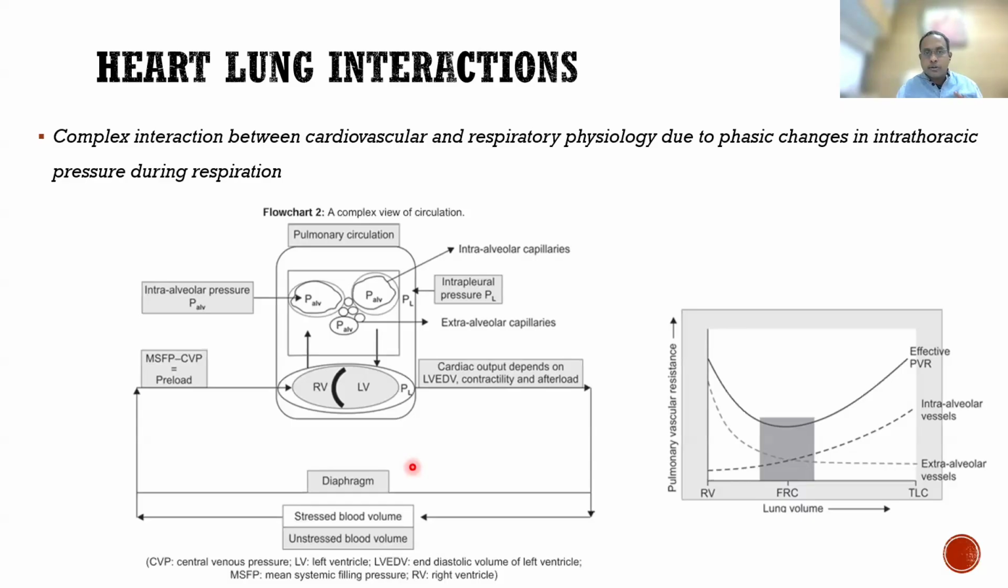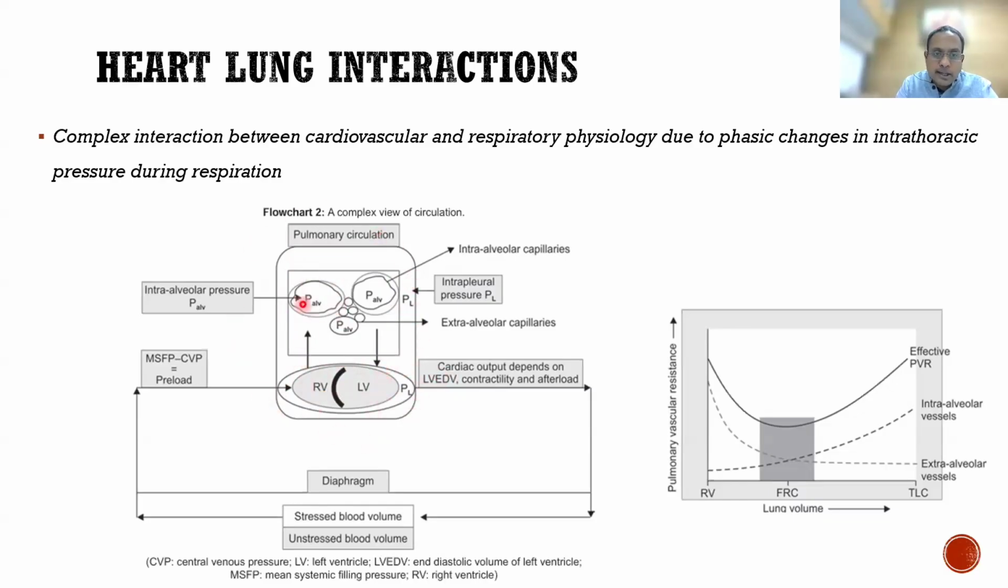So what are the pressures involved? First look at this diagram. For understanding purposes, these are the alveoli. The capillaries near the alveoli are divided into intra-alveolar capillaries, which are very near to the alveoli, and extra-alveolar capillaries, which are relatively away from the alveoli. They are in a common pleural space. And in addition, there is a heart. The heart has a right ventricle and a left ventricle, and these are in a common thorax.